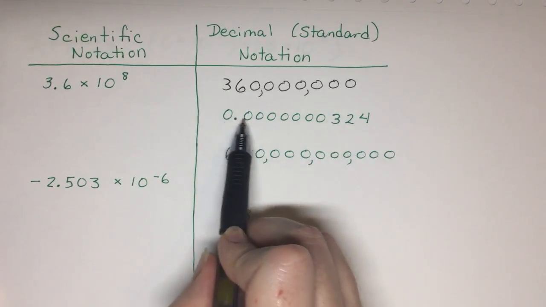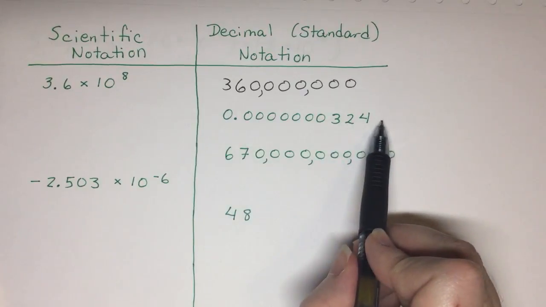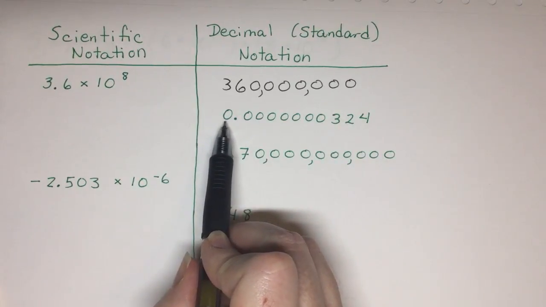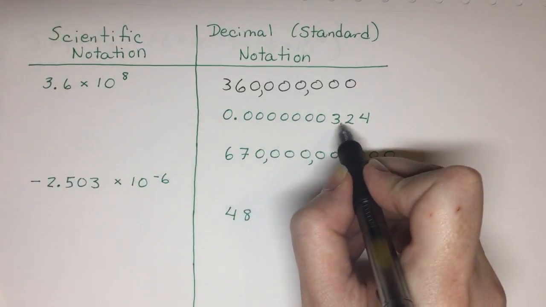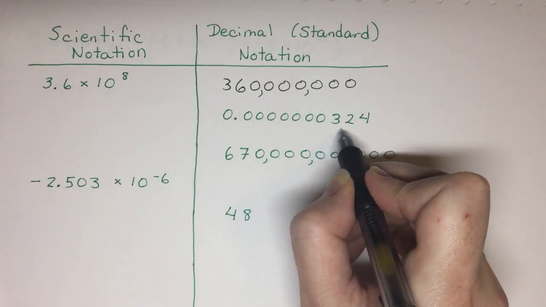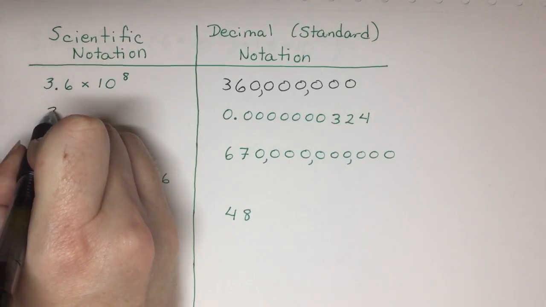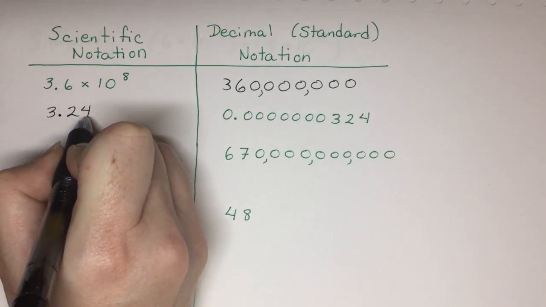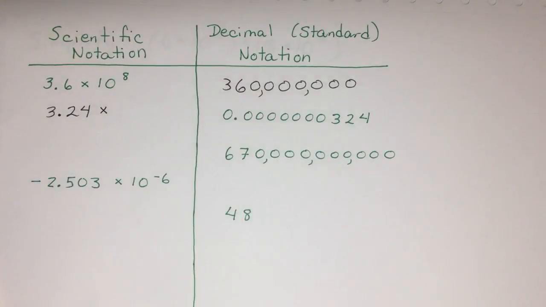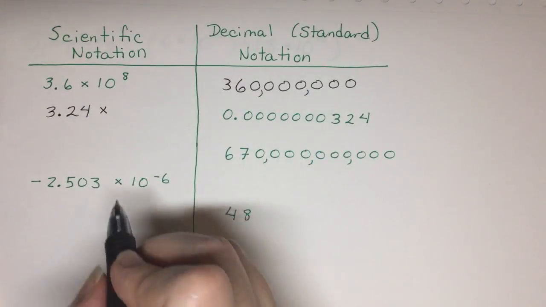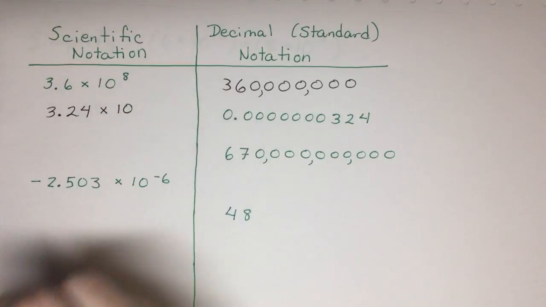Here, is this a large or a small number? Well, it's less than 1, it's very small. For scientific notation, I want 1 digit in front of the decimal that's non-zero. So this will be 3.24. Scientific notation is the only time you should be using a multiplication sign, and then times 10 to the.